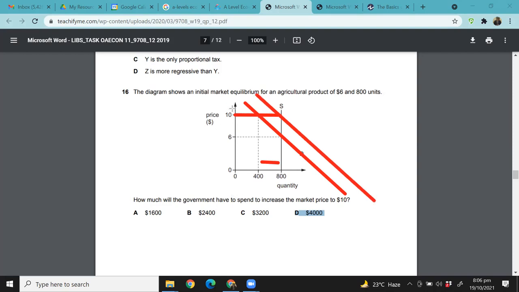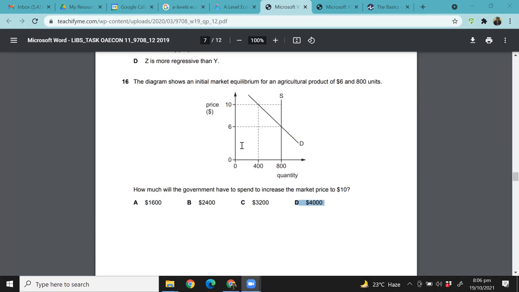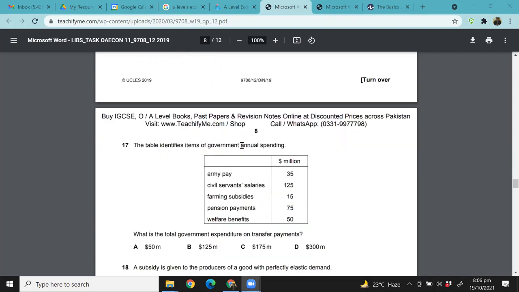So 400 times 10, the new equilibrium price. Because the new price has to be 10, the government would be buying the product at $10 each. So that will give you $4,000, right?